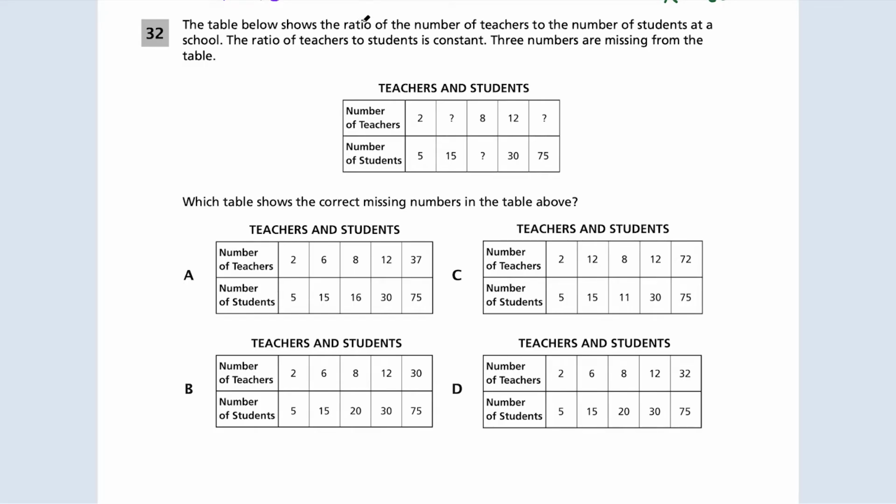Question 32, more ratios and proportions. We have a table showing the ratio of the number of teachers to the number of students at a school. And the ratio of teachers to students is constant.